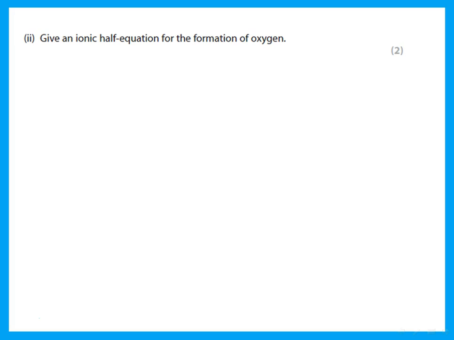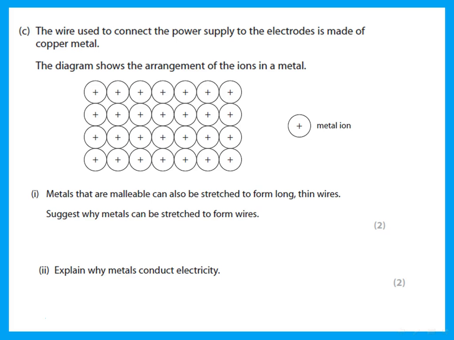Then he says, give an ionic half equation for the formation of oxygen. Remember, how does oxygen form? It's from the reaction of the OH minus, that is from the water in the solution. So the OH minus loses electrons, becomes oxygen and water, and this is the balanced equation.